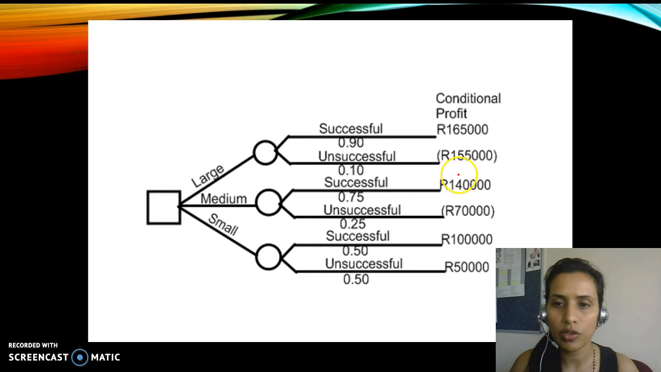Thereafter, we need to put in the conditional profits that we were given. If we choose a large factory and the campaign is successful, there was 165,000 profit. If we chose a large factory and it was unsuccessful, there was 155,000 loss. Okay, so these conditional profits have been given to us in the question. Thereafter, we're ready to calculate the expected profit, and this is done using the backward pass.